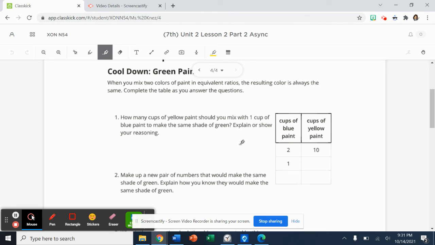1. How many cups of yellow paint should you mix with 1 cup of blue paint to make the same shade of green? Explain or show your reasoning. 2. Make up a new pair of numbers that would make the same shade of green. Explain how you know that they would make the same shade of green. It's your job to answer these 2 questions. Remember, you can type or write.